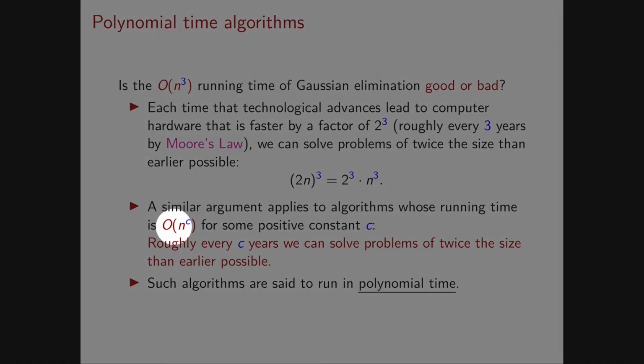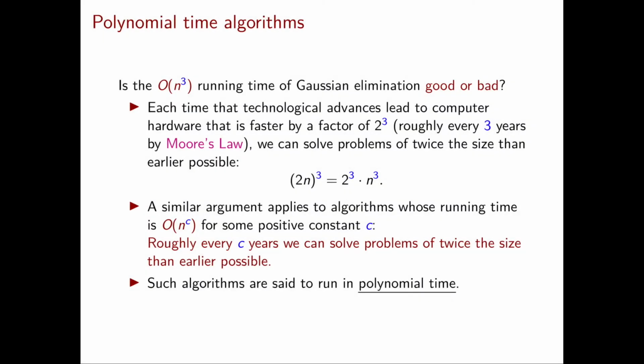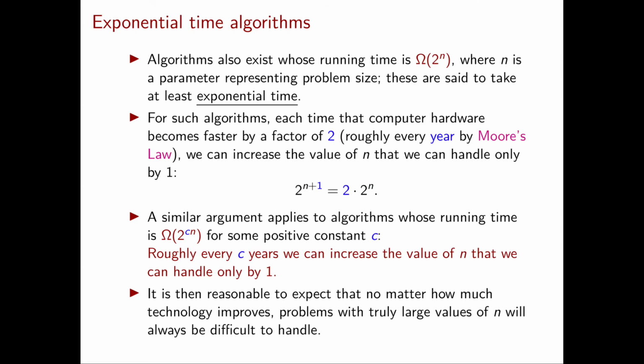Now algorithms with a runtime of O(n^c) for some constant c are said to run in polynomial time. And these are the algorithms that we consider good, because essentially they scale very well with time. As time passes, the algorithms quickly become more and more powerful. Things go very differently for the algorithms that are called exponential time algorithms.